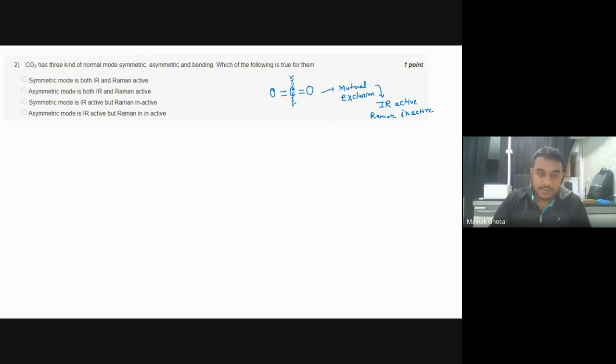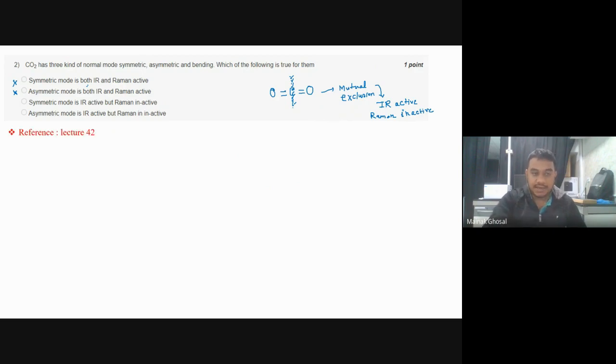Now you can see here that two options are getting cancelled, right? Because they say both IR and Raman active, but that is not possible. If some mode is Raman active, then it must be IR inactive. If some mode is IR active, then it must be Raman inactive. But here it is saying both IR and Raman active. This is not possible, so I am cancelling these two options. Now I have to find, among the symmetric mode and asymmetric mode, which is IR active.